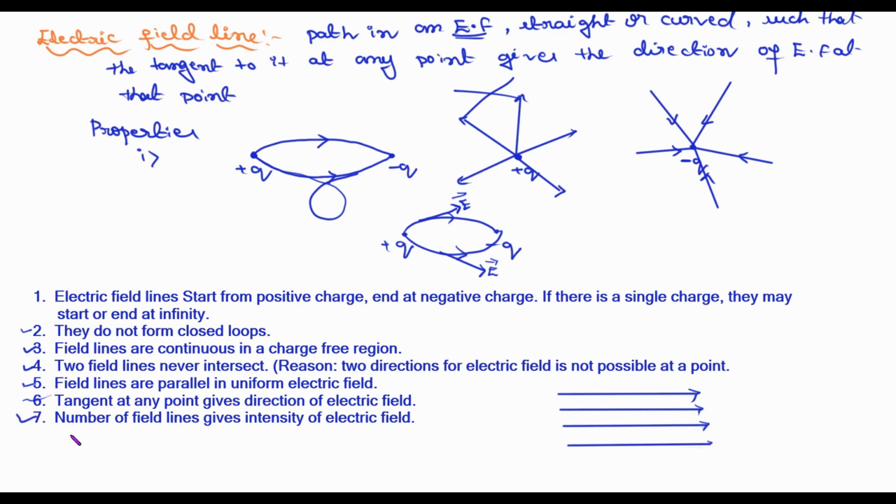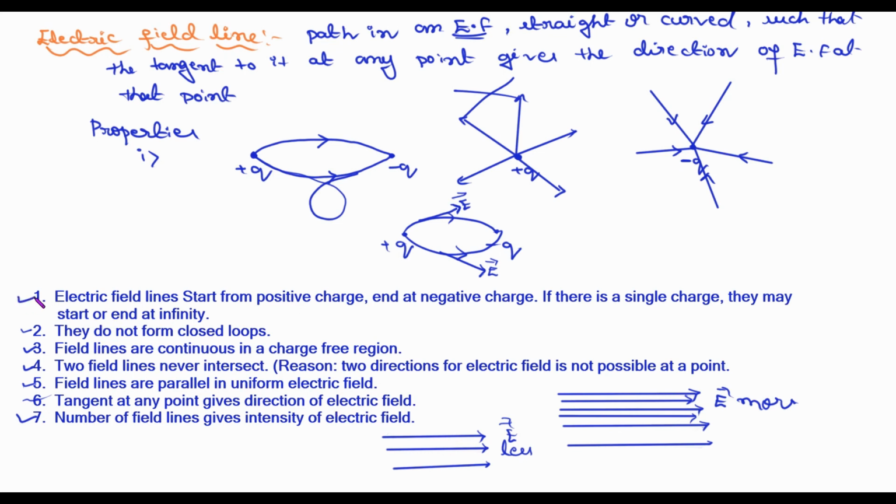Next and the last property is number of field lines gives the intensity of electric field. Now, suppose here the electric field lines are like this. It means here the electric field intensity is more. Suppose the field lines are like this. Okay, here the field intensity is less compared to this. So here you have more intensity and here you have less intensity. So the number of lines gives the intensity of electric field.